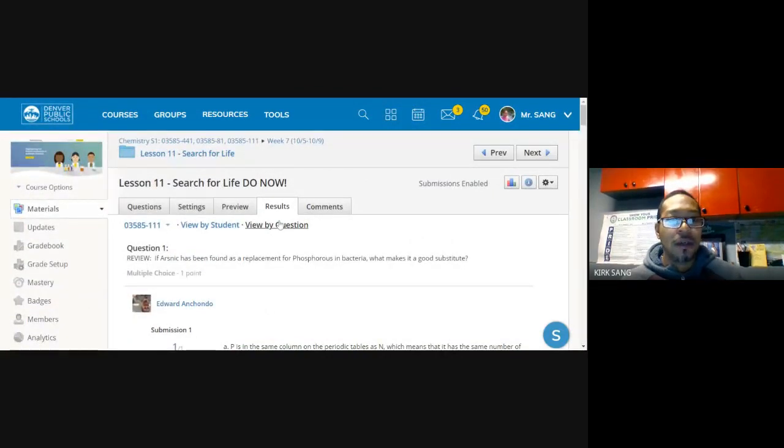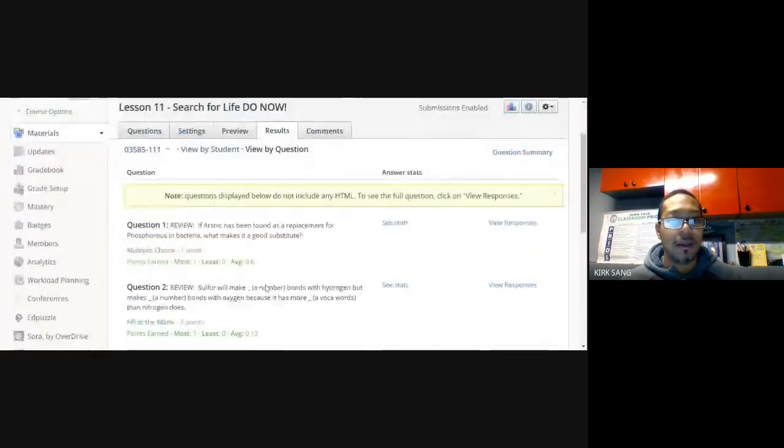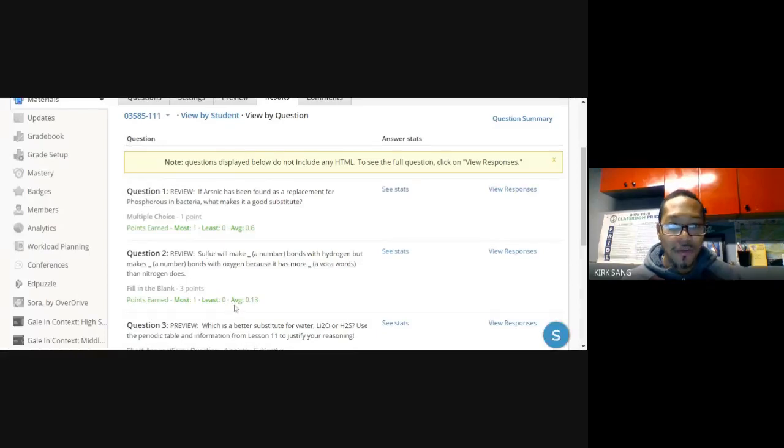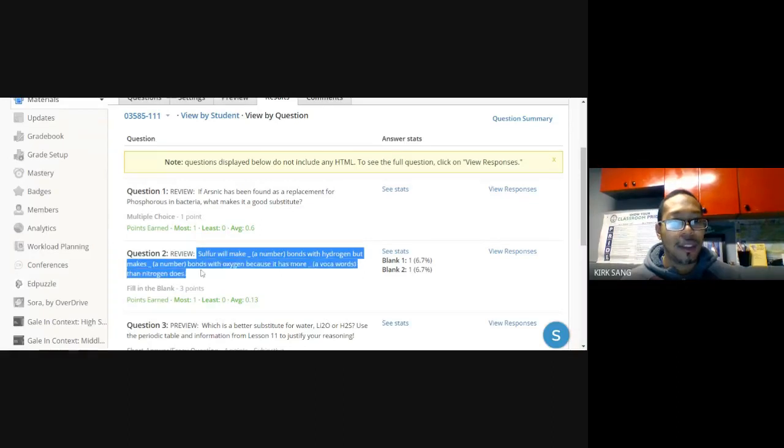All right, next question for review from lesson number 10. All right, so we found that we need to definitely identify some misconceptions here. On average, we're not doing so well. So let's see what the question is and let us review. Sulfur will make blank numbers of bonds with hydrogen, but makes blank numbers of bonds with oxygen because it has more blanks than nitrogen does. All right, let's look at the responses.